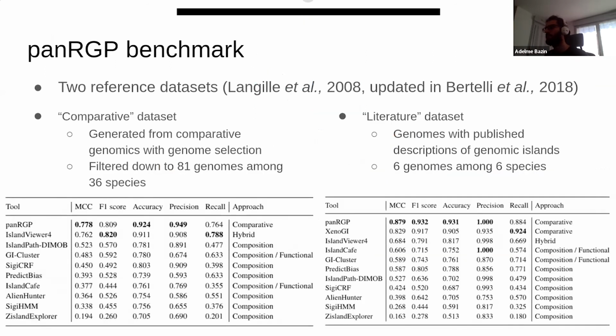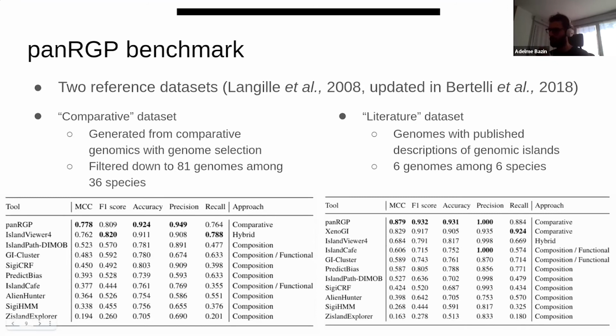We benchmarked this approach against published datasets that were published originally in this 2008 paper and updated recently in this 2018 paper. The first dataset is a comparative dataset. It was generated from comparative genomics, and it includes 81 genomes from 36 different species. What we did with PanRGP is that we built 36 pangenomes using all available genomes in RefSeq for all the species of interest. Then we predicted the genomic islands with PanRGP and computed the benchmark.